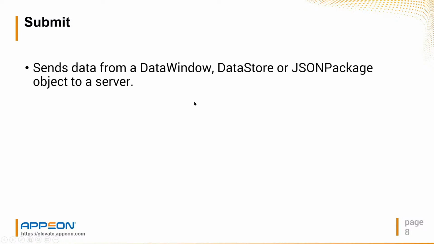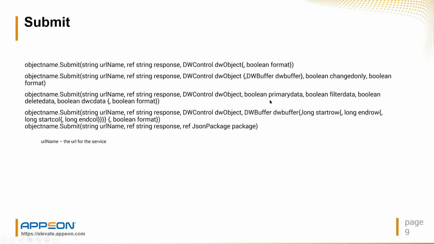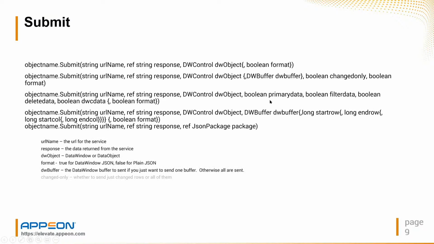The submit method can send data from a data store, a data window, or a JSON package. It only uses the post method. So here's some examples of the different variations of how you can call it. I'm just going to get everything on the screen here.